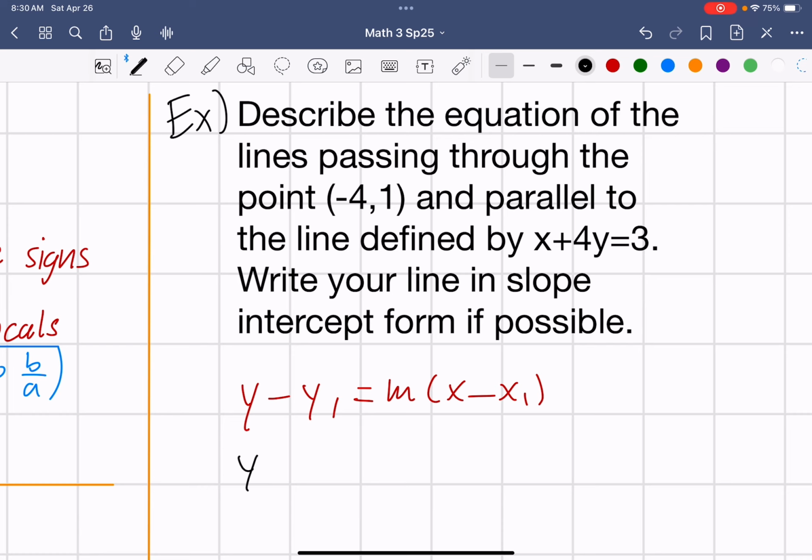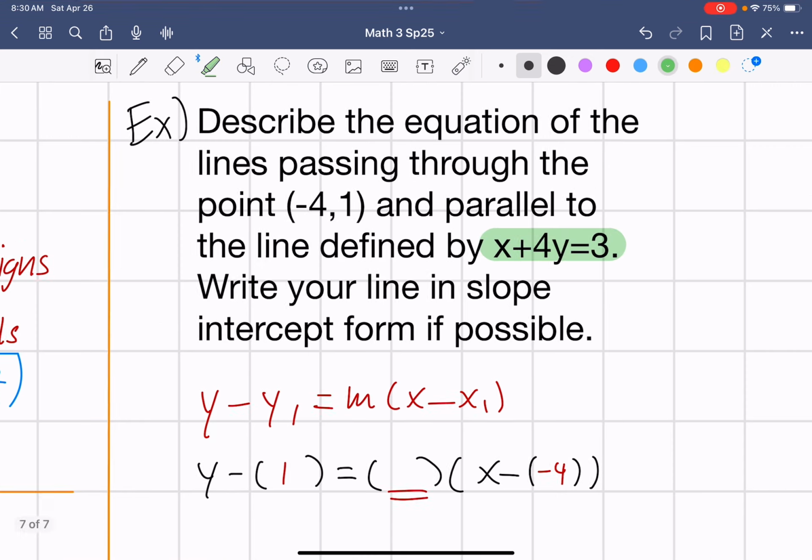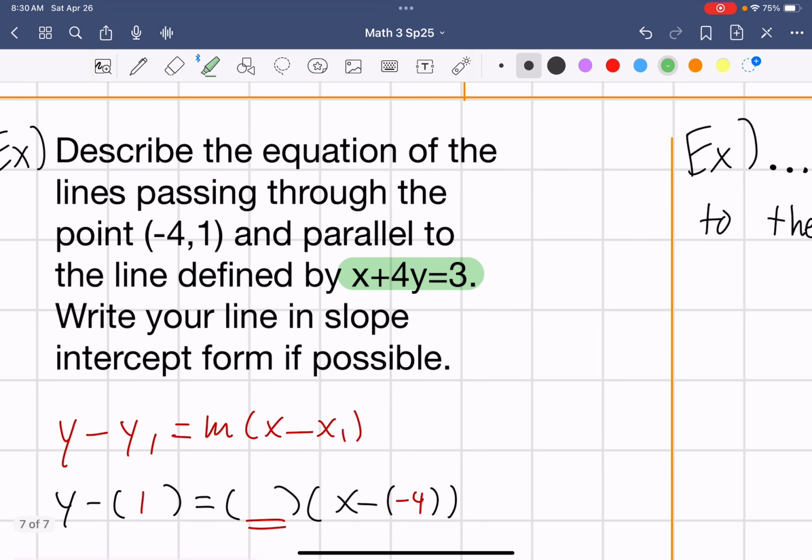So that's going to be, I'm already going to start putting my parentheses. I have my point, which is the y is 1, the x is negative 4. I just need to find my slope now. But how am I going to do that? I'm going to get it from my equation. Remember, all I need to do is write this equation in slope-intercept form. So that means I just need to isolate my y. I'm going to do that right here.